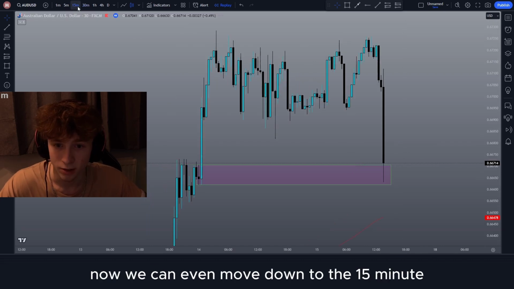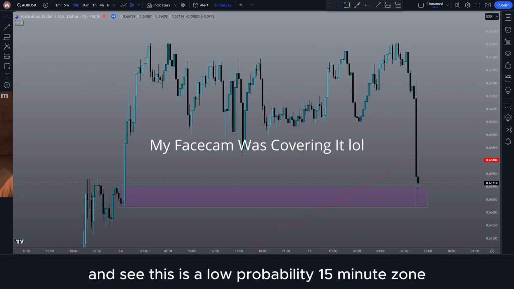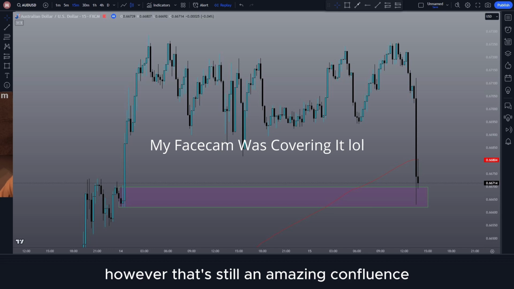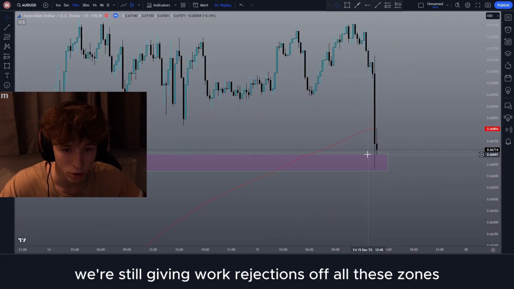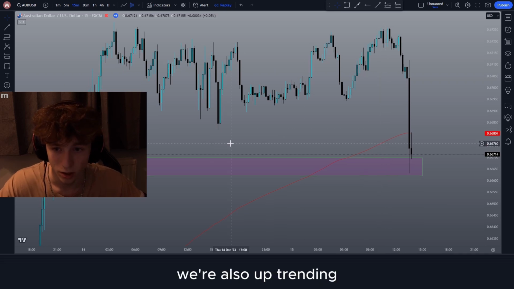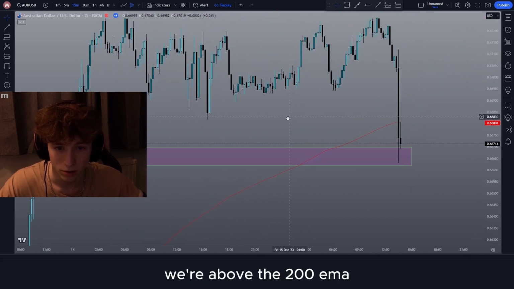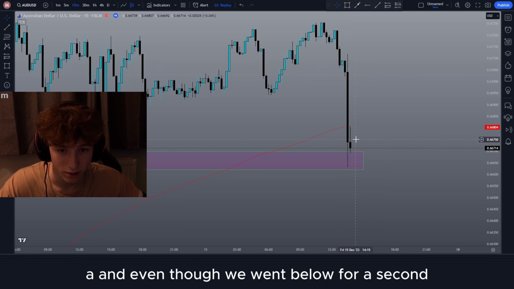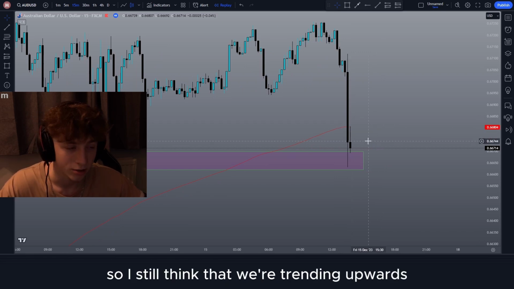Now we can even move down to the 15 minute and see this is a low probability 15 minute zone. However, that's still an amazing confluence. We're still giving wick rejections off all these zones. And in both the 30 minute and the 15 minute, we're also uptrending. You can clearly see we're above the 200 EMA. And even though we went below it for a second, we haven't completely shot below it. So I still think that we're trending upwards.